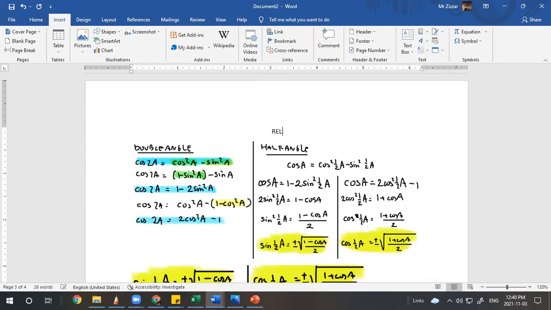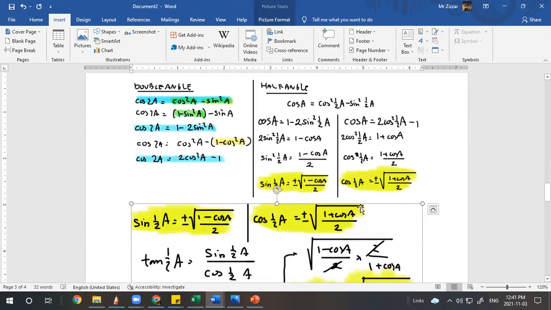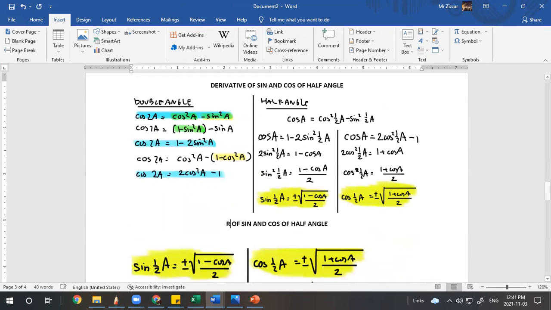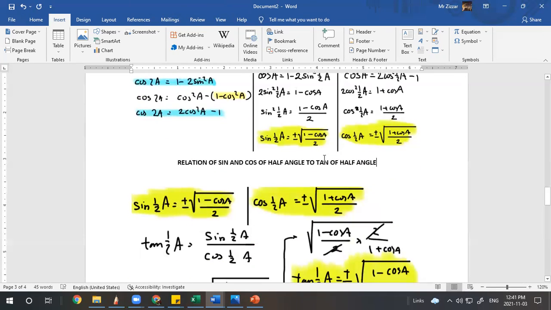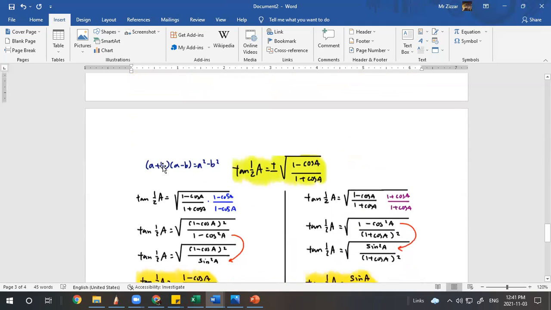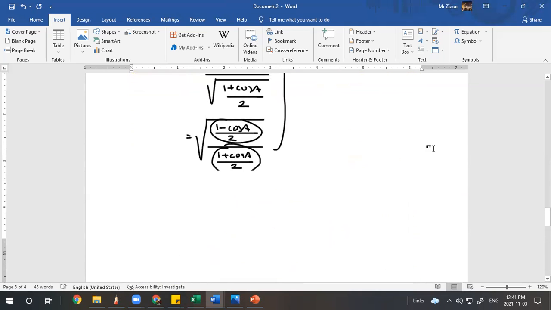Oke. Ini derivative of ya. Yang kuning, tujuannya kita yang kuning nih. Oke, yang kuning. Relation of sine and cos of half angle to tan. Oke, tannya ya, tangent of half angle. Nah, terus another looking or another perspective of half angle.